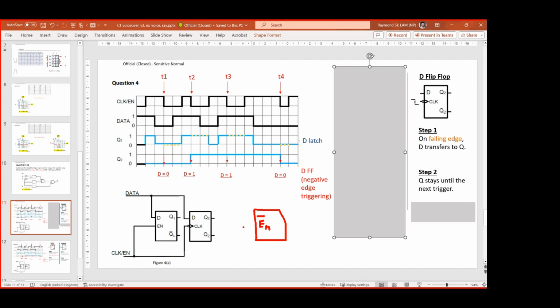So let's say EN is drawn in this way. Do you see the difference between this EN and this EN? Yeah, this one is negative, the other one is positive. So based on the symbol here, if you don't see a bar, that means when it's high, it will trigger the flip-flop. If you see this symbol with a bar on top and the little bubble here, that means when it's low, then it will trigger the device.